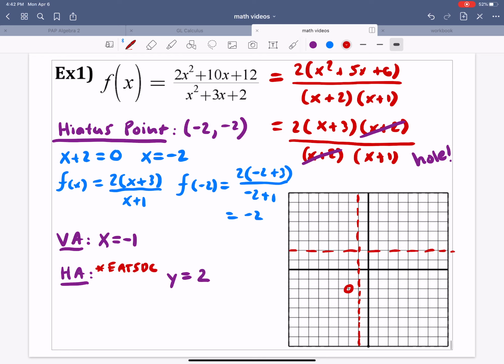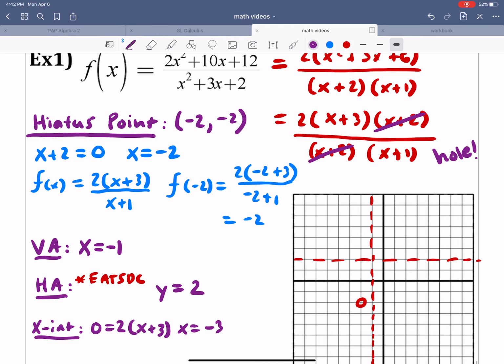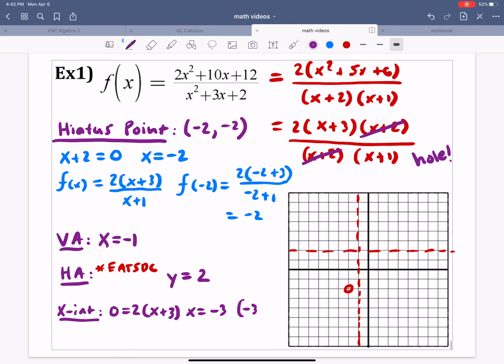Now the next thing that I'm going to do is I can tell pretty clearly that I'm going to have a branch that goes through this quadrant, which means the other branch is going to go through this quadrant. Now, it's a good idea on these to find your x and y intercepts. So let's find the x-intercept here. Remember, we set the numerator equal to 0 and we solve for x. So that's 0 equals x plus 3, which will end up giving me x equals -3. So my x-intercept is the point -3, 0. So let's plot that on our graph.